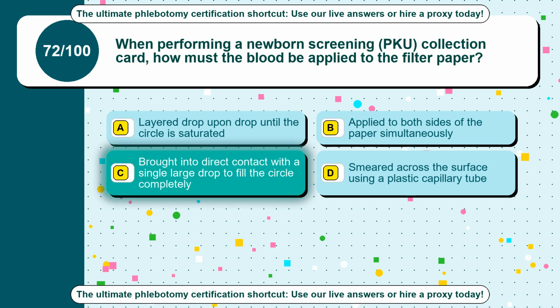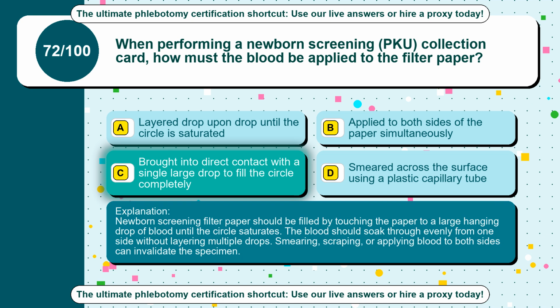The correct answer is option C. Brought into direct contact with a single large drop to fill the circle completely. Newborn screening filter paper should be filled by touching the paper to a large hanging drop of blood until the circle saturates. The blood should soak through evenly from one side without layering multiple drops. Smearing, scraping, or applying blood to both sides can invalidate the specimen.